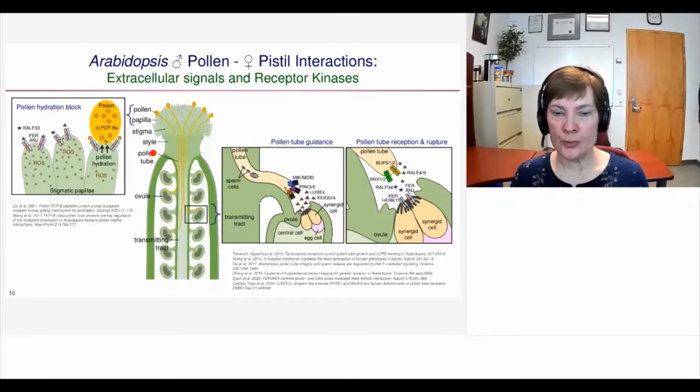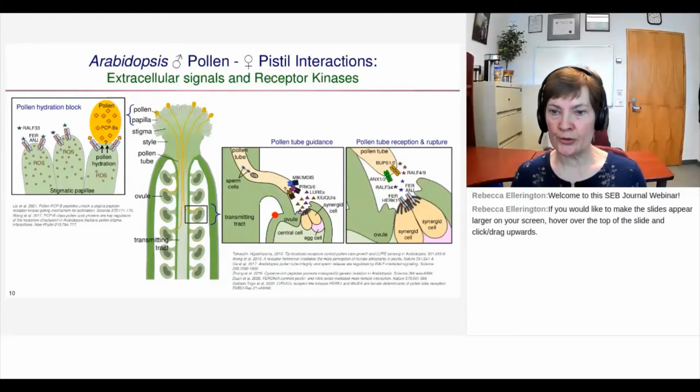Okay, so we actually don't know a lot about the in-between stages, the molecular players regulating pollen-pistil interactions in the stigma and the style. But towards the end, we do know quite a bit about the pathways involved in pollen tube guidance and pollen tube reception and rupture. I'm only showing you the ligands and the receptor kinases that are involved. There are a lot of other players also involved at this stage.